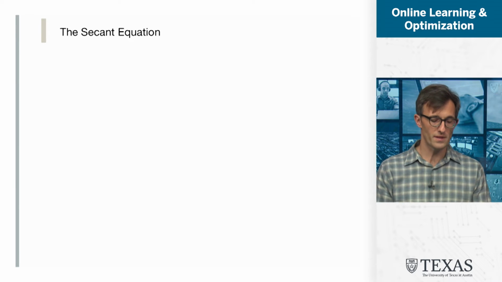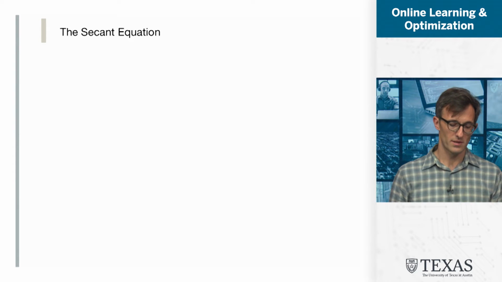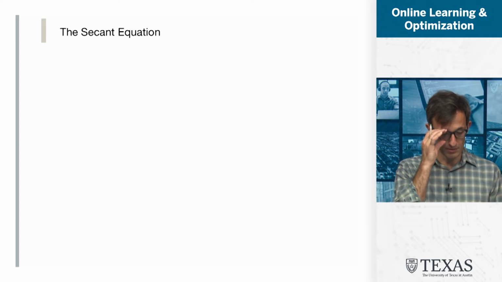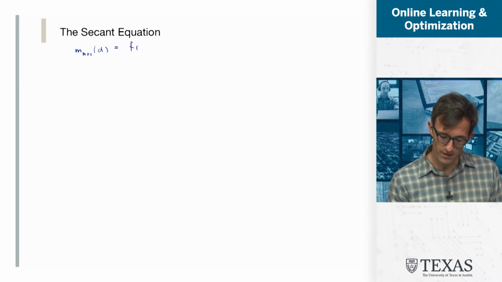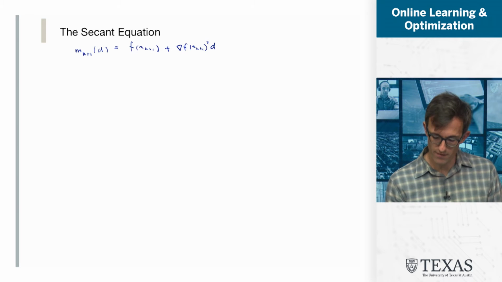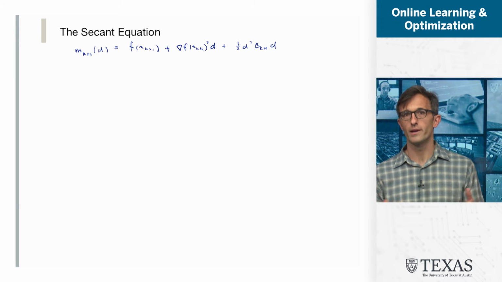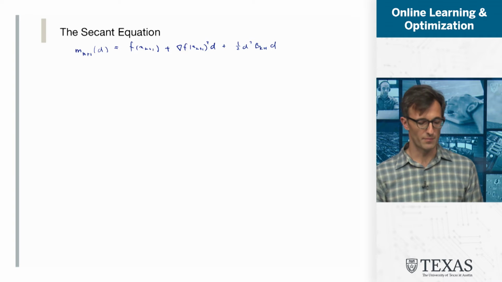So let's look at what these two requirements imply. Writing out what mk+1 is: mk+1(d) is equal to f(xk+1) plus the gradient of f(xk+1) transpose d plus 1/2 d transpose Bk+1 d. The two conditions I just mentioned are going to impose something on Bk+1.